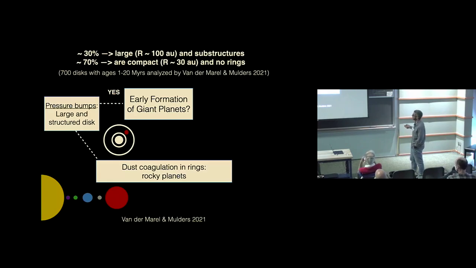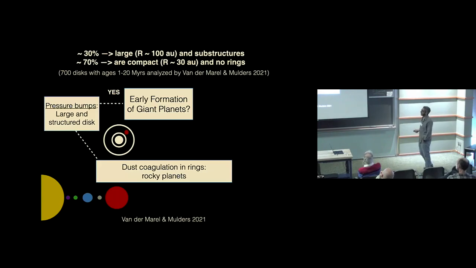So the first path: if for some reason the disk is able to form a big planet at the beginning, it will create pressure bumps, and these pressure bumps will trap dust. So you will have a disk with substructures, and the dust cannot migrate to the center, so you remain a big, large disk. At some point, dust coagulation could happen in the rings, and then you form new planets, and you will end with something like this: a star with a very big planet that triggers the formation of smaller planets.